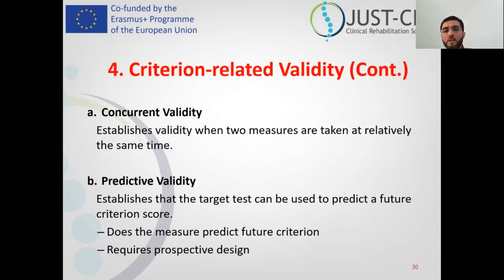Whereas if I use the newly developed outcome measure to predict the gold standard measurement in the future, for example, I administer the newly developed outcome measure right now, and I test its predictive ability with the gold standard, which was assessed, for example, 2 weeks later or 1 month later. If I'm able to establish the predictive ability of the newly developed outcome measure, then we can confirm that predictive validity is established for that outcome measure.